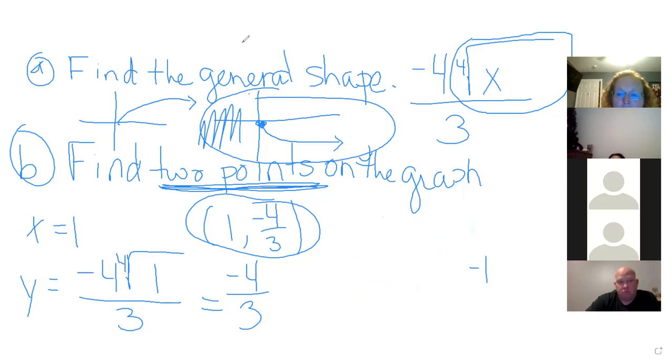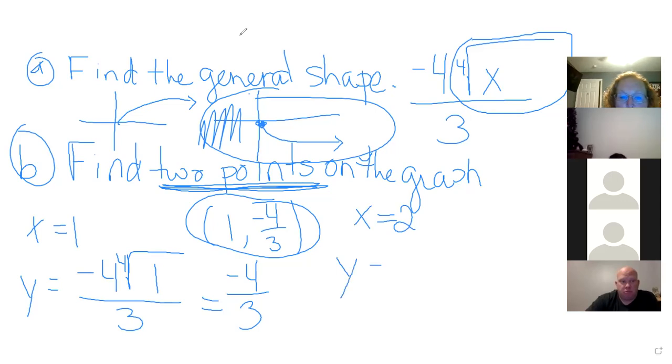But just because we can't pick x being a negative number doesn't get us out of the instructions that say we still have to find 2 points on the graph, and you still can't use the origin. So no fair plugging in 0 and 0. So give me another easy number. If 1 won't work, what do you think we could try now? 2. Okay.